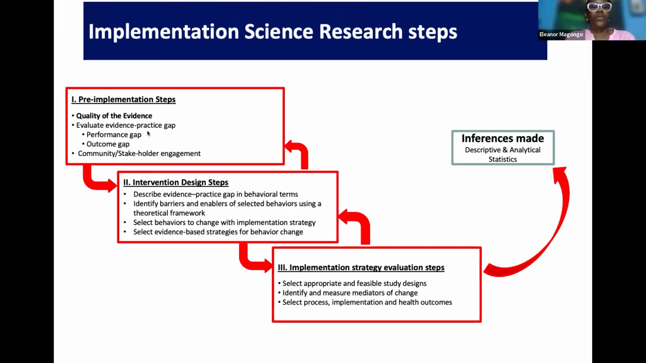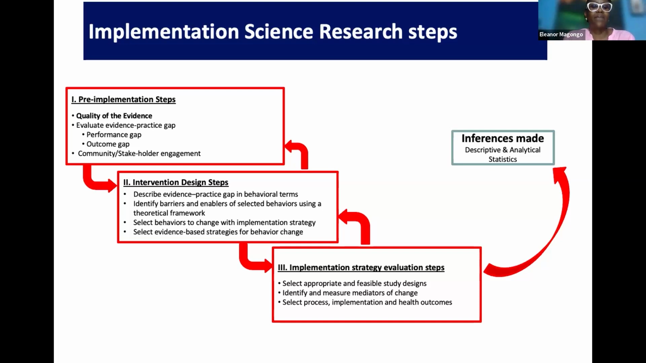So one of the things that we do, remember we said that every time you talk about implementation science, you start with, there should be an evidence that you're seeking to translate into practice. So you start by evaluating the quality of evidence, and you determine the evidence practice gap by looking at one, the performance gap or the outcome gap, and you engage stakeholders to get preliminary understanding about the gap.